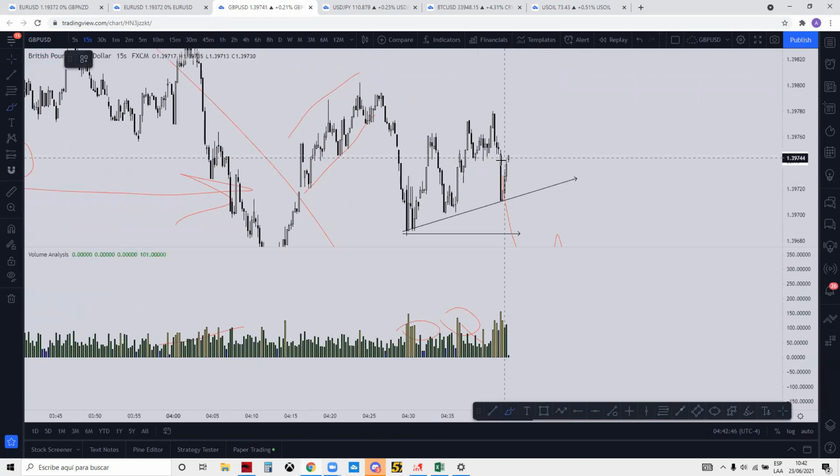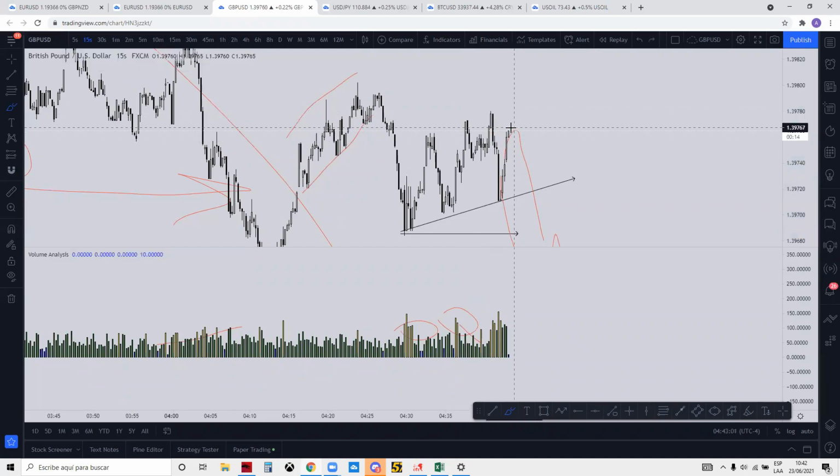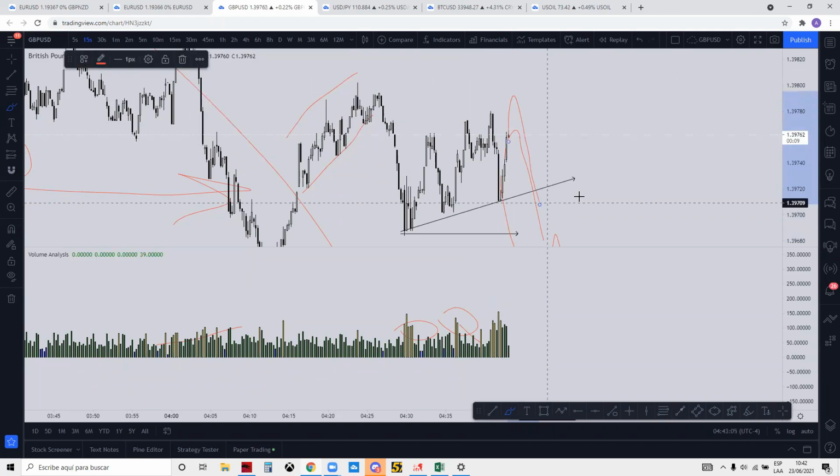So we have the opportunity, or we could have an upthrust of distribution and then go lower, or the test and go lower. Judging by the volume on this candle, we have high volume on this candle, so it makes sense to make another upthrust and then go lower, but I don't know. We will see.